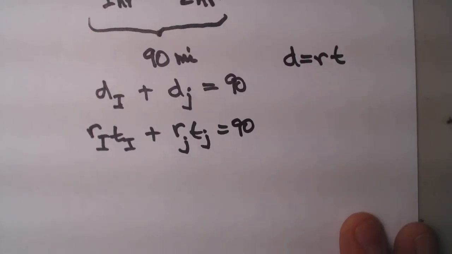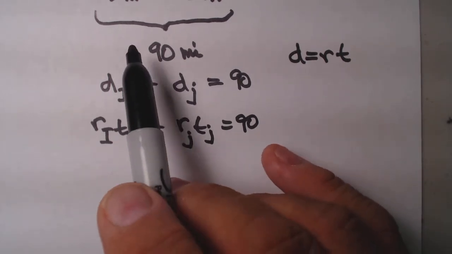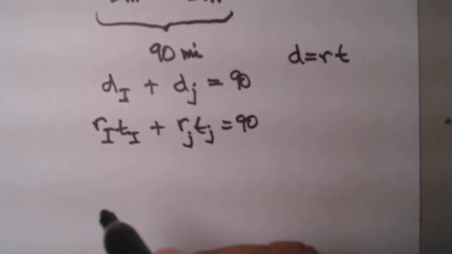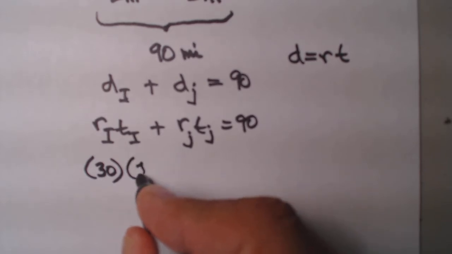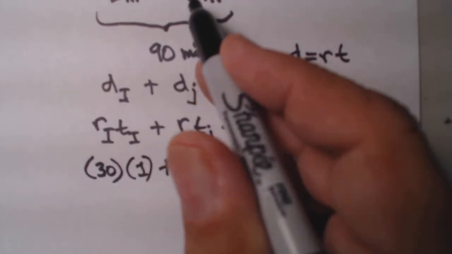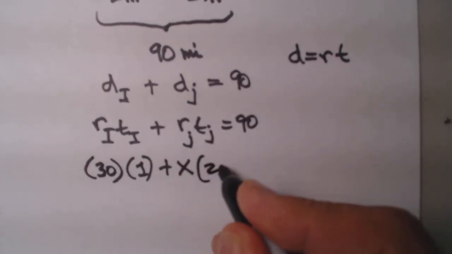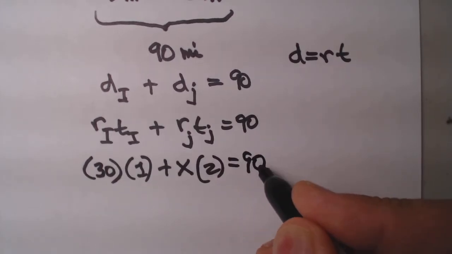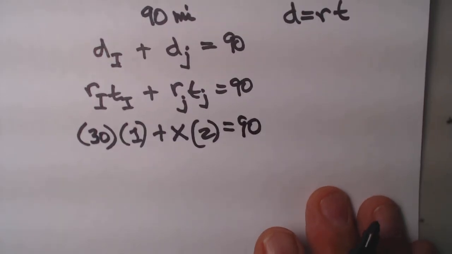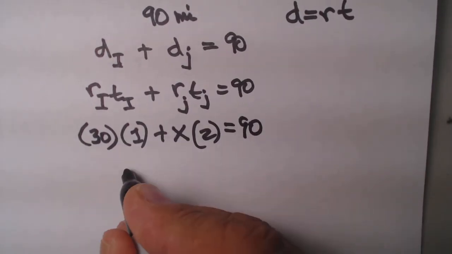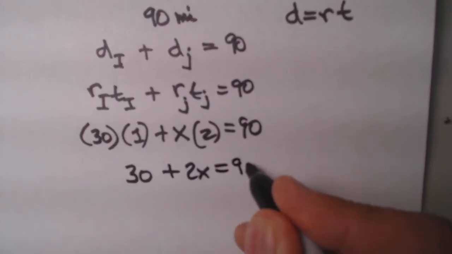Now, these we actually have some information about, so we can do something. What's the rate of speed that Amani's going? It's 30 miles per hour. How long did she go? 1 hour. Plus, what's the rate of speed that Jose's going? Well, that's what we're solving for, the x. And he went for 2 hours. And that, of course, still equals the 90. Let's start cleaning this up. This gives us a nice little equation that we can solve. 30 times 1 is 30, plus 2x equals 90.